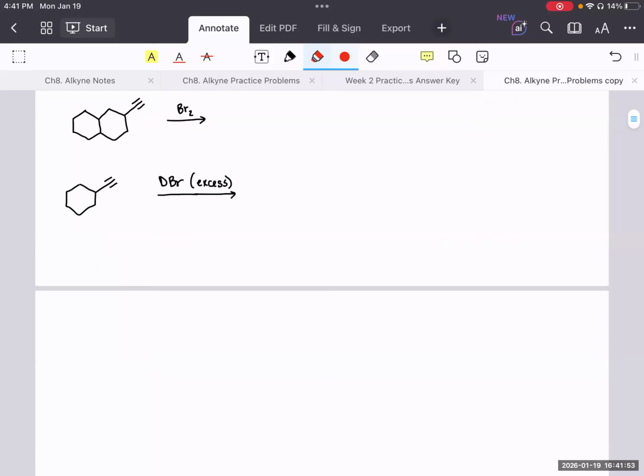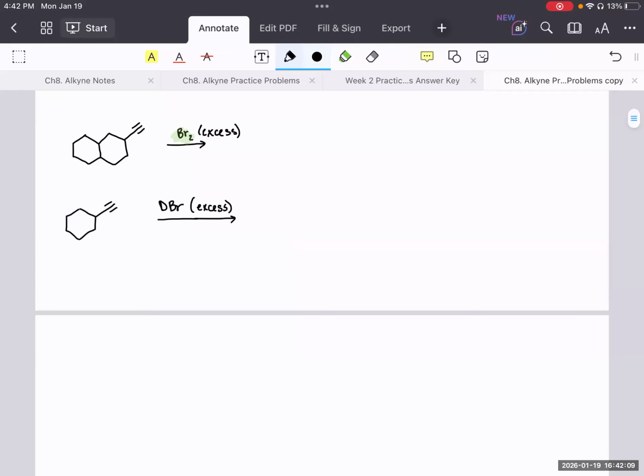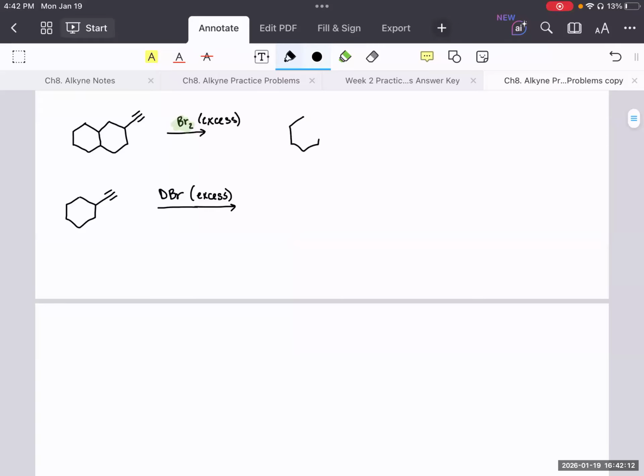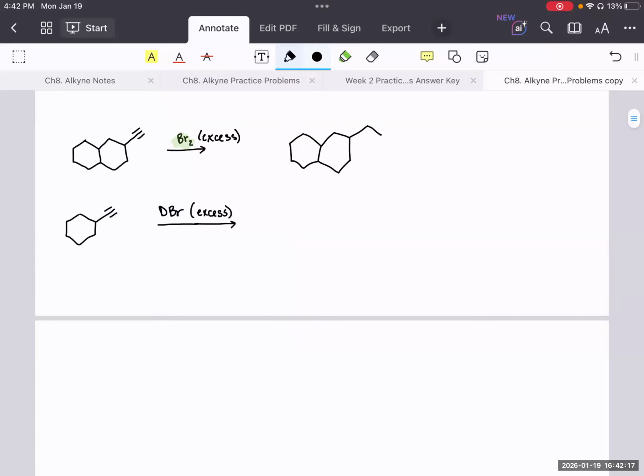All right, finally, actually we have two more. In this one, we're looking at adding Br2. I didn't put excess here, but we can assume that we have an excess amount unless it's specified that it's one equivalent. Since it's an excess amount, we would get full halogenation where each of those carbons is going to get 2 bromines. And then I drew in the hydrogen here that was initially on that alkyne, but you don't need to. You could just draw out those bromines.